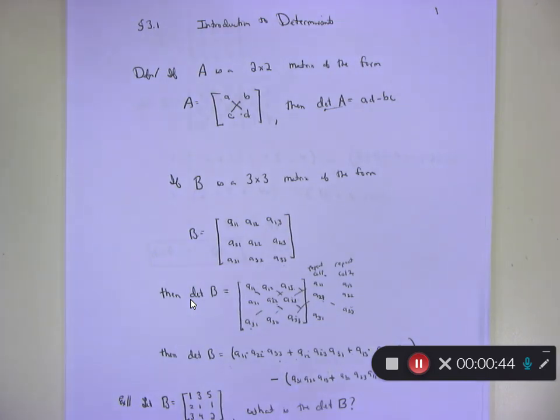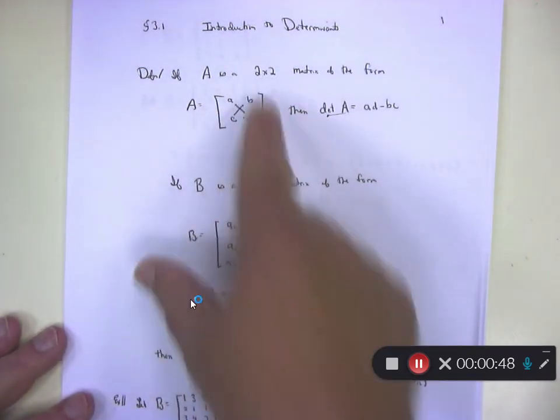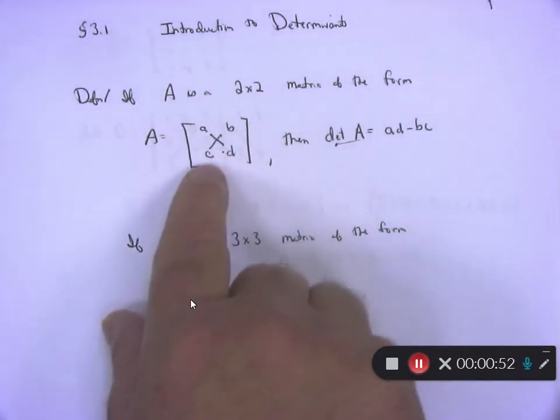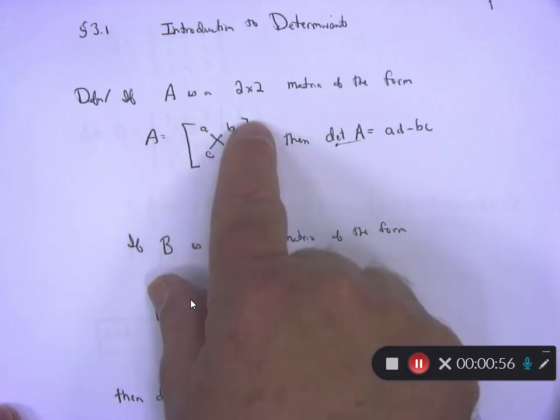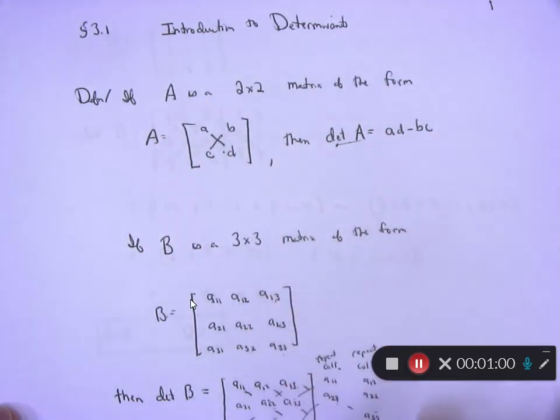Again, just to remind you what we talked about last time, if we've got the famous 2 by 2 matrix, you have A, B, C, D, then the determinant of A is A times D minus B times C. Main diagonal minus off diagonal, okay?